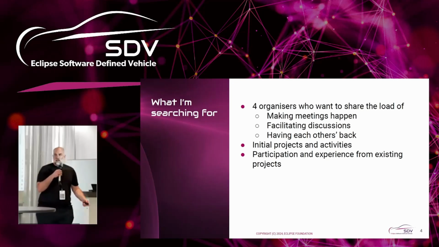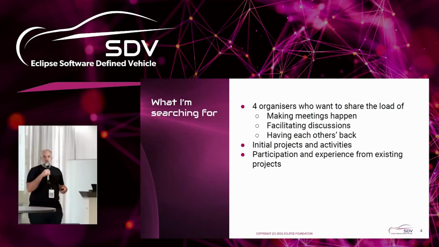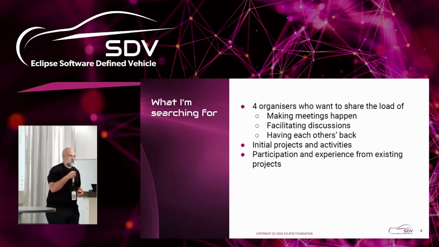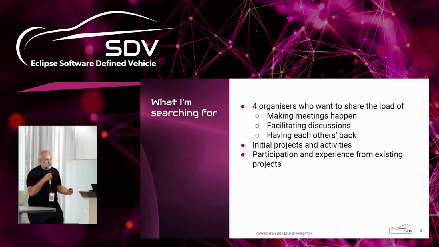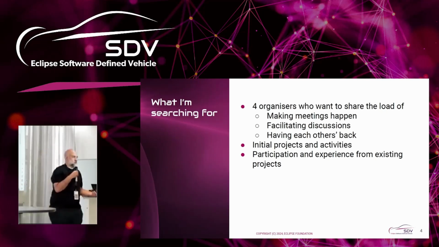Particularly people who are interested in making the meetings happen, facilitating the discussions, having each other's back, also keeping the load off the Eclipse SDV general structure. It's good if we can do things on our own. I'm more than happy with the organization team here running things, but we also need to be cautious of their time. I'd like to figure out initial projects and activities, particularly because of the desire to focus this on artifacts. What are the first things that we feel like are achievable, that we can work on, and that we can get started on in the coming weeks?